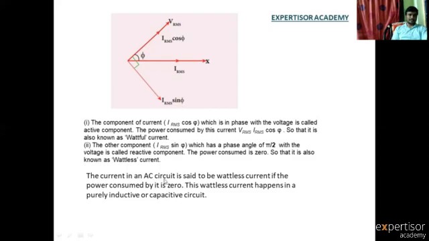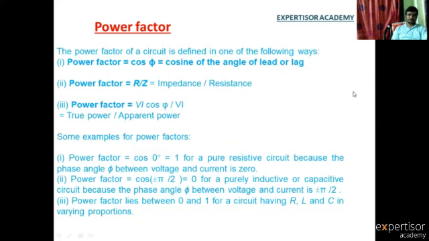The current in an AC circuit is said to be wattless current if the power consumed by it is zero. This wattless current happens in a purely inductive or capacitive circuit. So wattless current is nothing but the current for which the power consumed by that particular part is zero. So this happens in a purely inductive or capacitive circuit.